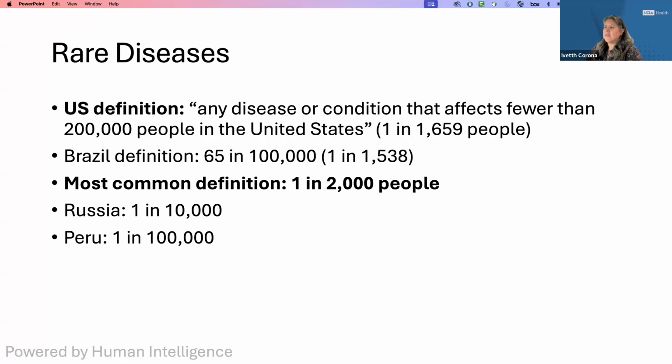Let's start with the definition of rare diseases. In the US, it's defined as any disease or condition that affects less than 200,000 people, and that is about 1 in 1,659. In Brazil, there's a different definition that accounts for about 1 in 1,500, but the most common definition is 1 in 2,000 people. Russia and Peru have different definitions, and there are some countries that actually do not have a formal definition. I think it is very important to have this because it's tied to having policies related to rare diseases.